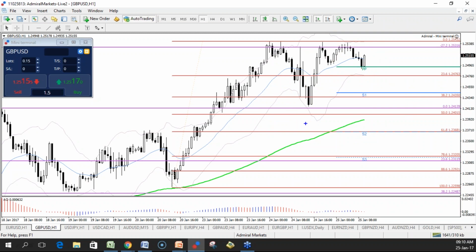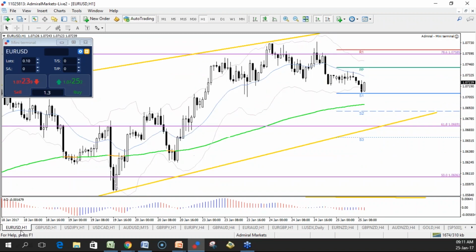I guess that changes if price breaks through the 50 fib. If it breaks through the 50 fib, then starts to make a correction like this, for instance, that would be bearish. If it breaks through the 50 fib, that invalidates my bullish kind of analysis and my bullish trade idea. All right, so that's about it for the pound.